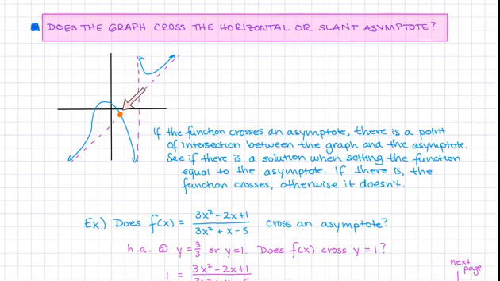So think back in your days when you tried to find the point of intersection of a system of equations. One method you did was set them equal to each other. And that's really what you do. We're going to set the slant asymptote equal to the function. If we get a real solution, then there's a point of intersection. If you don't get a real solution, there's no point of intersection. So that's the idea behind it. So now let's look at an example.